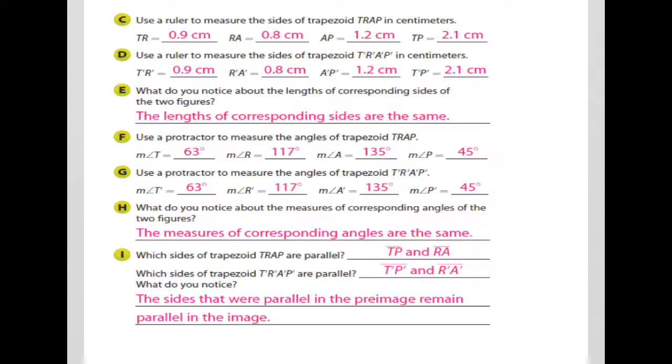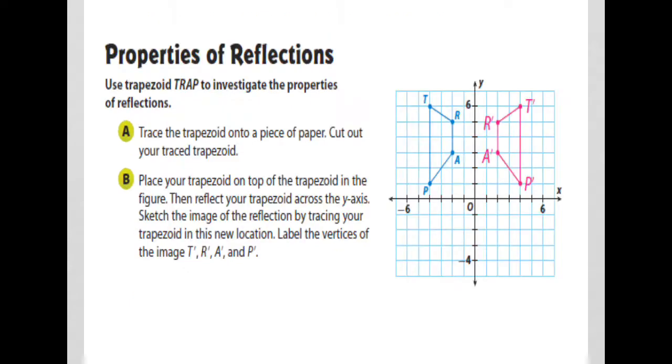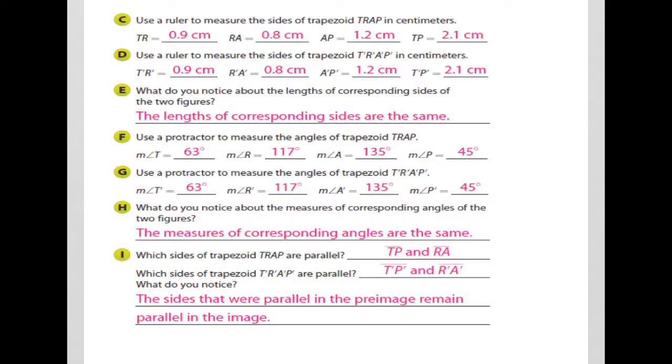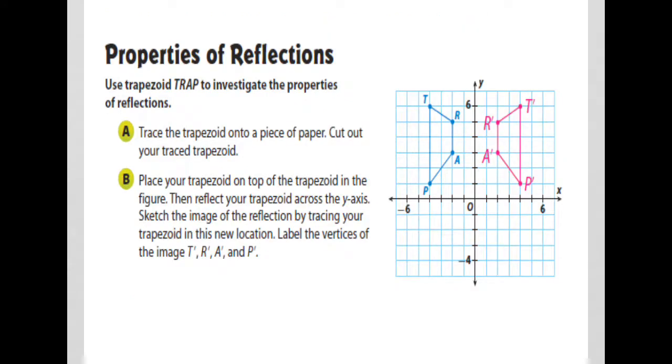So let's see which one do we see. TR is 0.9, RA is 0.8, AP is 1.2. It's a little larger. And TP is 2.1. That's the longest side.